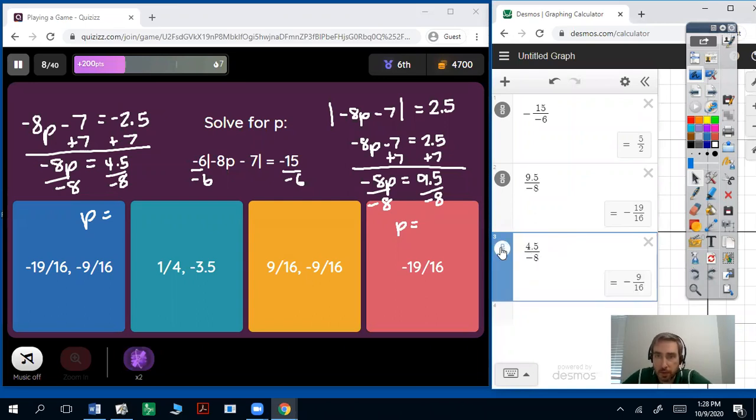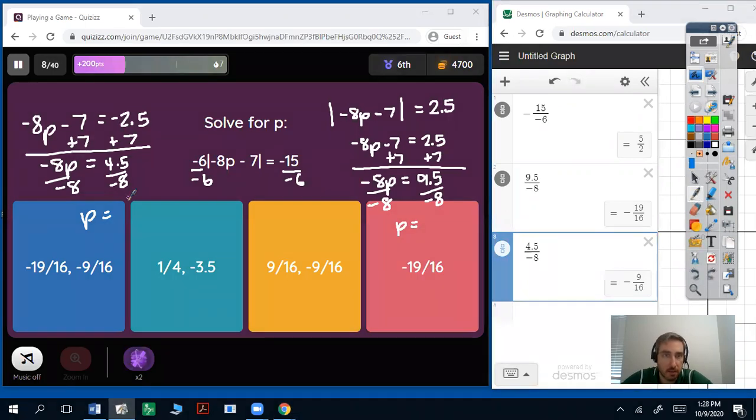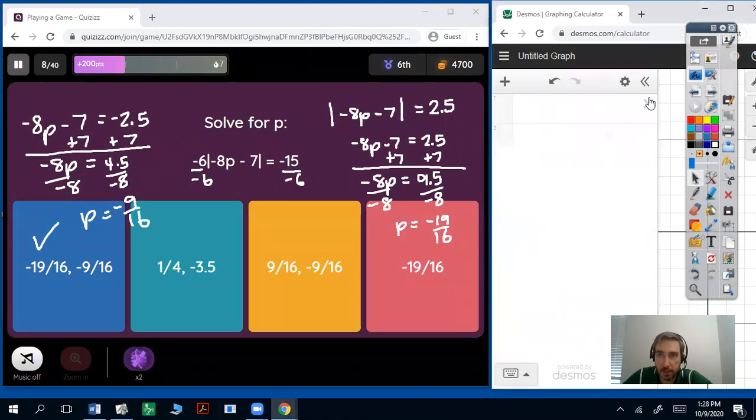And that'll convert to -9 over 16. So it is going to be -9 over 16 again. And this one was -19 over 16, so they're both negative. So it's going to be that one. Now before I click on that, I do like to check with the graphs.